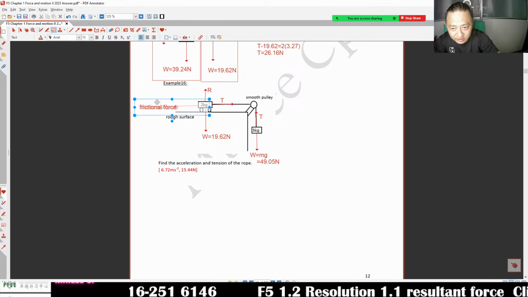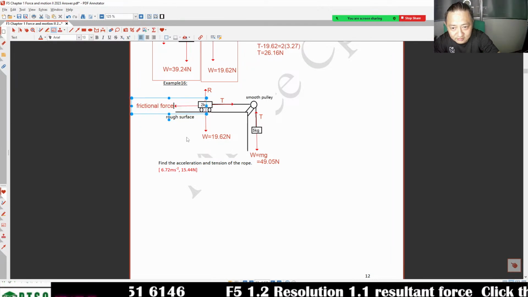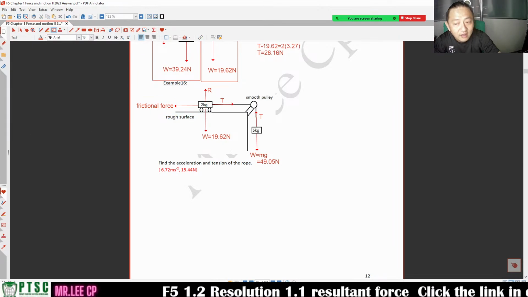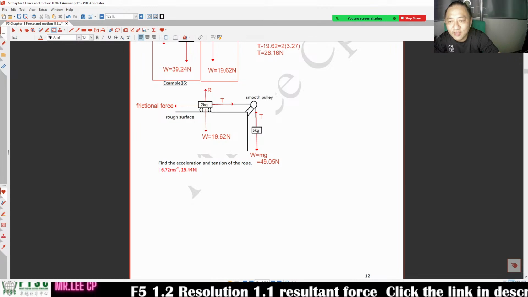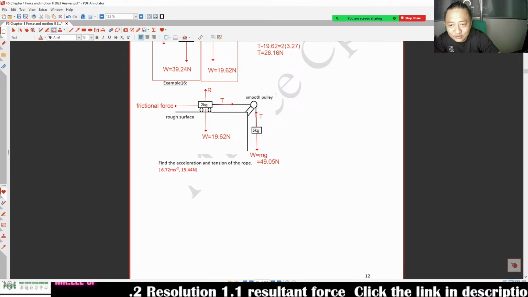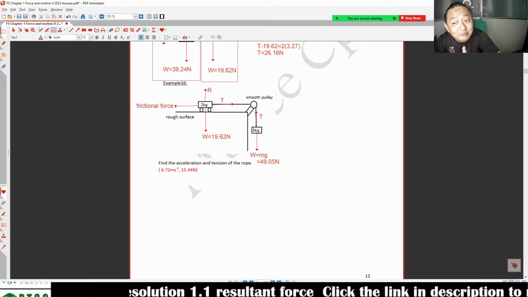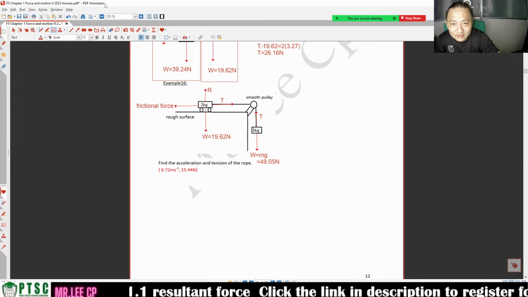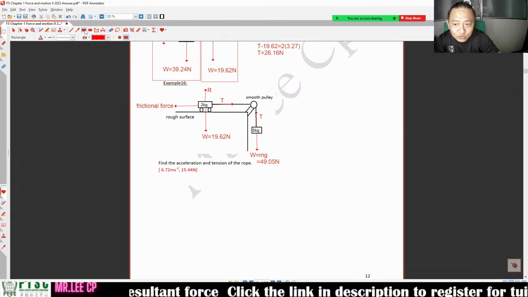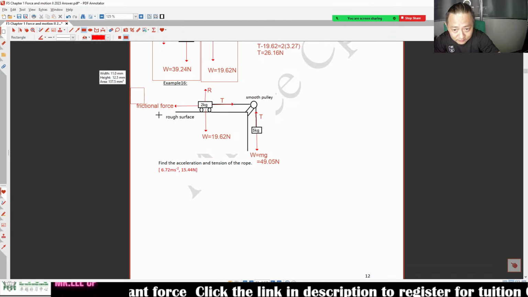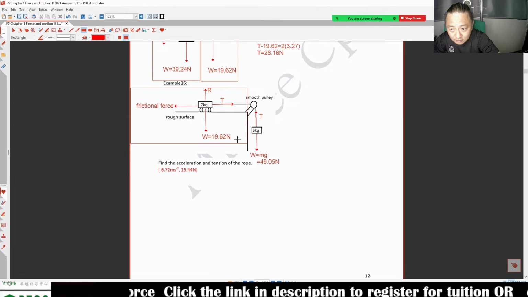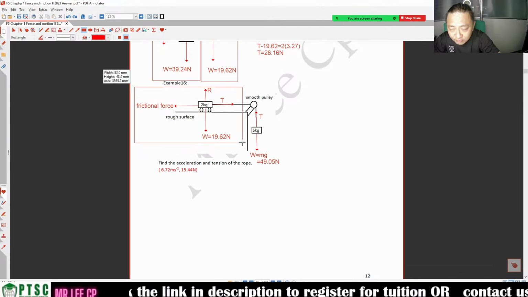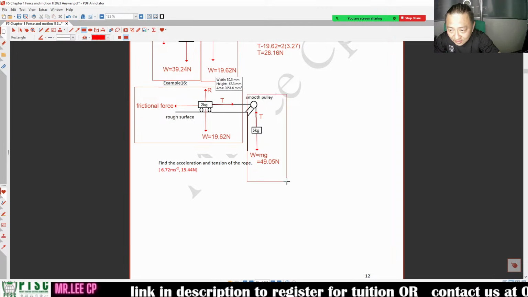How much is the value of R? Yes, very good, Jenny. 19.62. Yes, because it is not going up or going down. Alright, so here, this one I am going to divide into 2 parts to do it. Left hand side and this side.